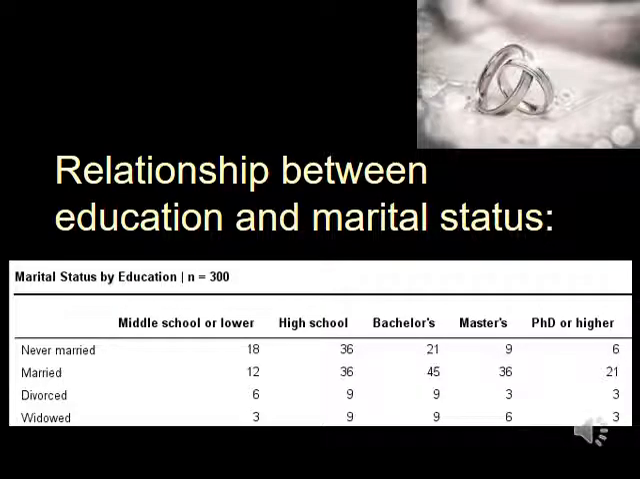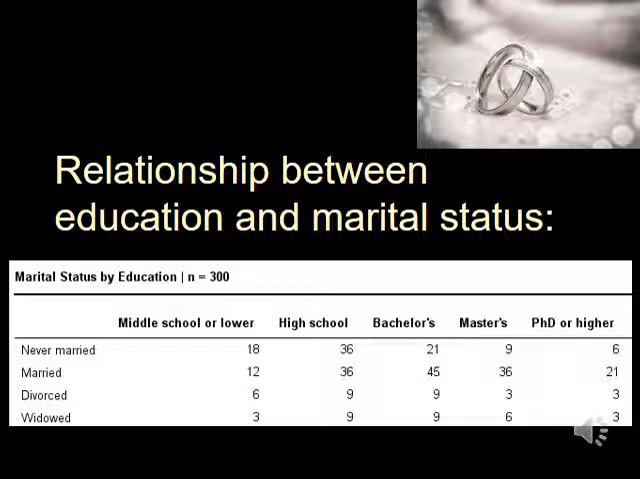So here's another example. We're talking about the relationship between education and marital status, and we have a table here that's talking about whether people have middle school or lower education, high school education, a bachelor's degree, a master's degree, or a PhD or higher. And they have how many of those people were never married, married, divorced, widowed. So we have all of those different numbers that are there.